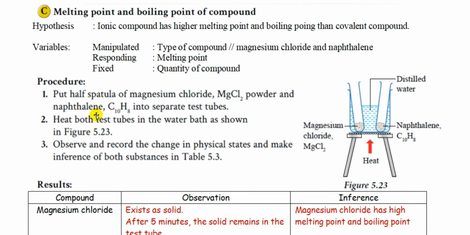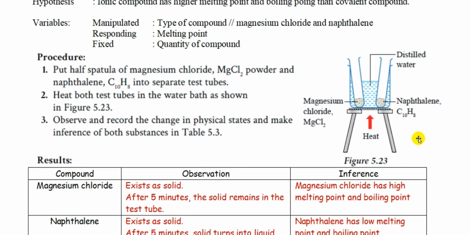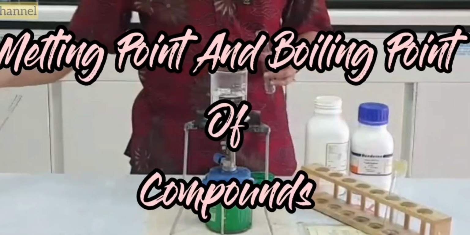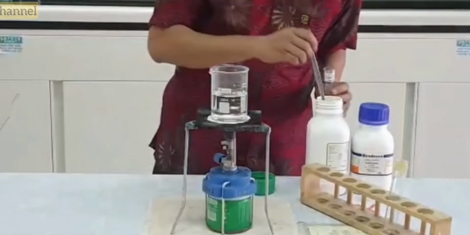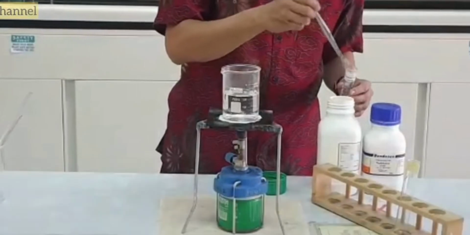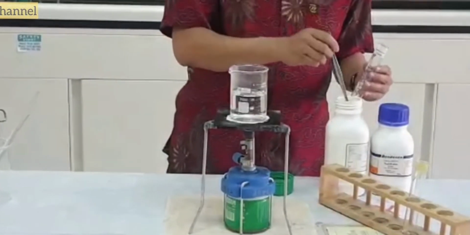所以 experiment 非常简单，1, 2, 3，我们煮水然后 heat 它，两个 test tube 装两个不同的 compound，一个是 ionic，一个是 covalent。我们看哪一个先溶，如果先溶的那个，就是 low melting and boiling point。我们看一下 video。To do melting point and boiling point of a compound, first, let's take some of the magnesium chloride into a boiling tube using a spatula.